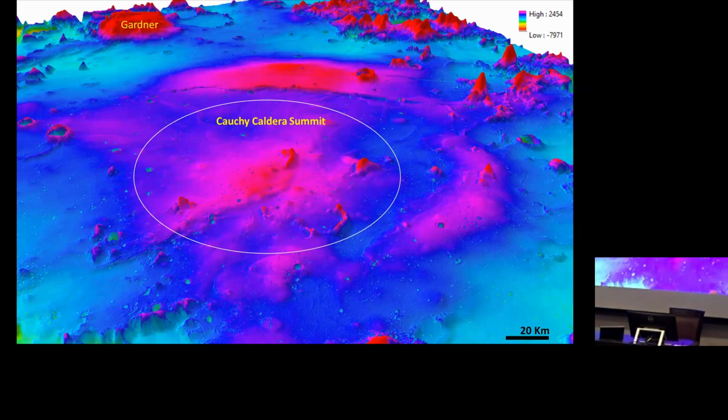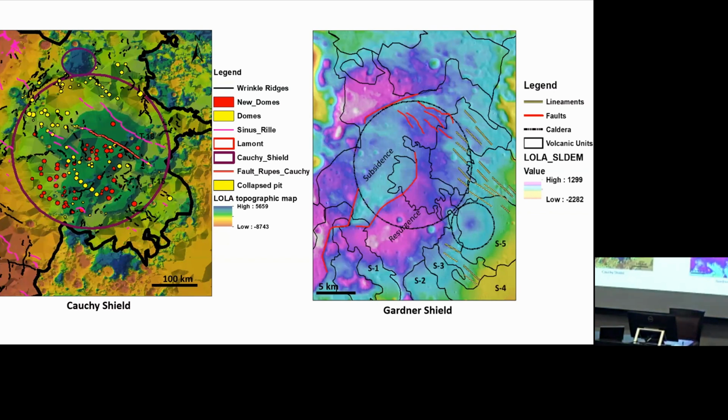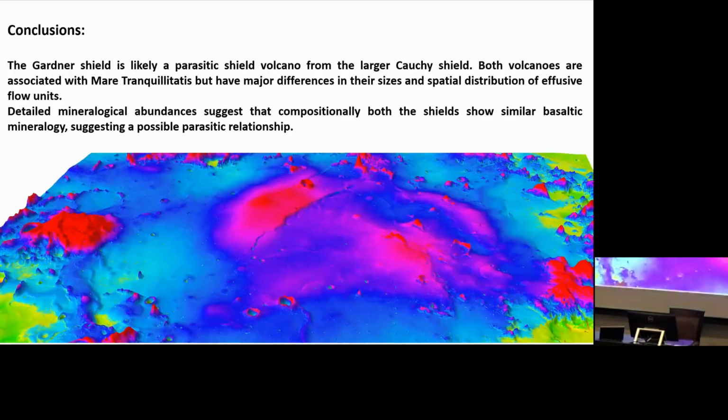For the Cauchy shield, all the morphological and topographical studies are still in progress, but these are the initial results, which show a caldera summit within the region. Both the shields show all kinds of domes, faults, and lineaments, and major topographic relevance, which indicates a possible parasitic relationship for this region. Thank you.